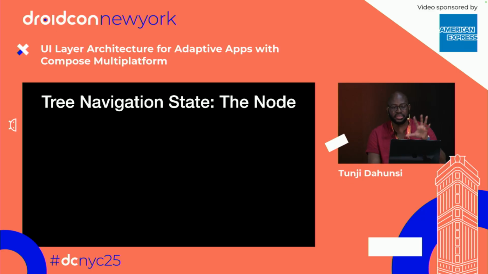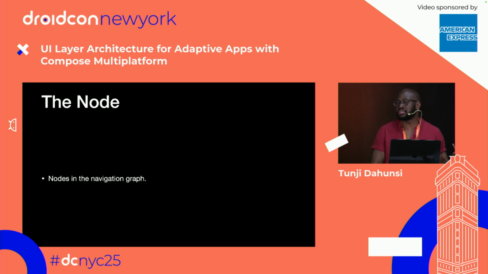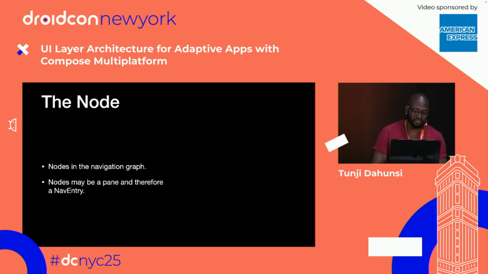So what do I mean by this? I'm talking about tree-based navigation state. Again, in Navigation 3, your backstack data structure can be anything you want it to be. I just happen to be using a tree. What you use will depend on what your product manager or what your app needs you to do. So the first thing I'm going to do in my tree is define the node. Again, the node is a node in my navigation graph. A node may be a pane. It does not have to be a pane, but it may be a pane. And if it's a pane, it is a nav entry for Navigation 3.